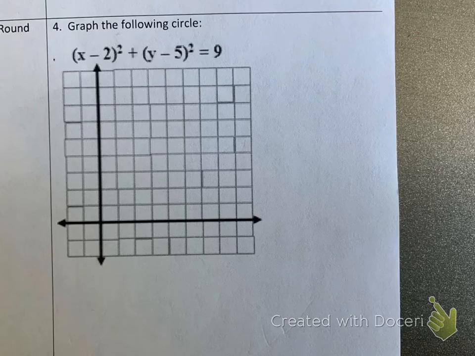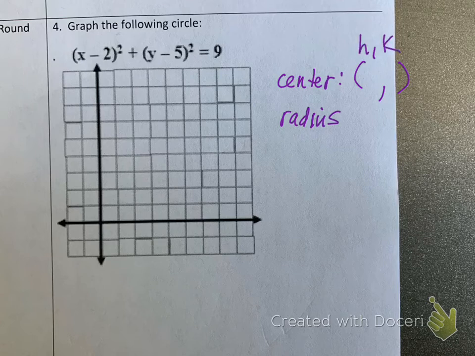For number 4, we're going to graph the circle. So there's two things you need. You need the center, which you can find by the equation that they gave us, and then the radius. So the center is h comma k. This is our h and this is our k, and if you remember the pattern, all you have to do is flip the sign. So if it's a -2, that means it was a +2. And if it was a -5, that means it was a +5. And the equation is equal to r squared.